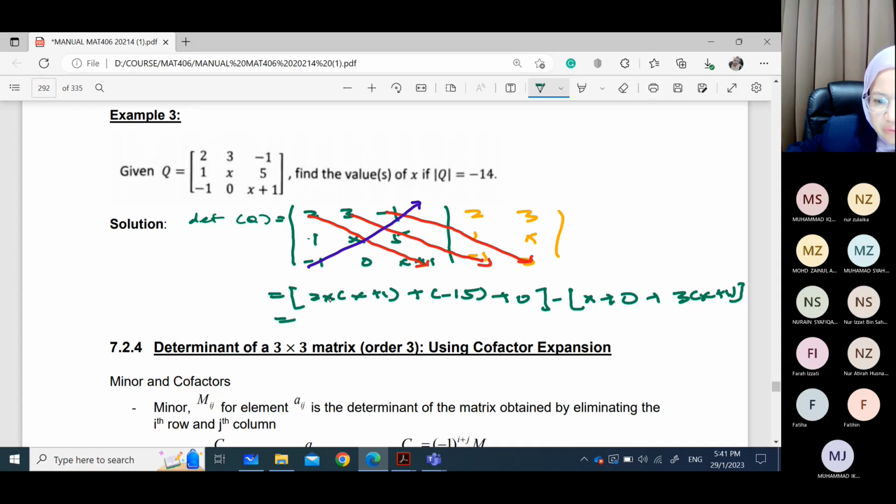So this one we have apa tu, 2x squared. 2x squared plus 2x minus 15 minus x minus 3x minus 3 equivalent with negative 14. Okay, selesaikan. X apa-apa?